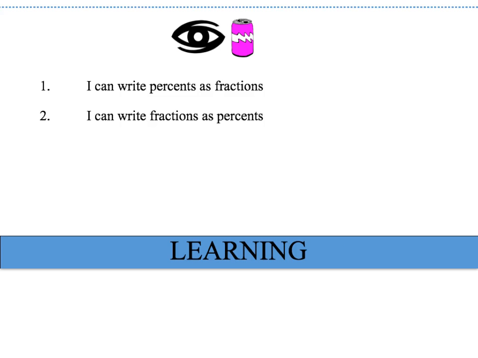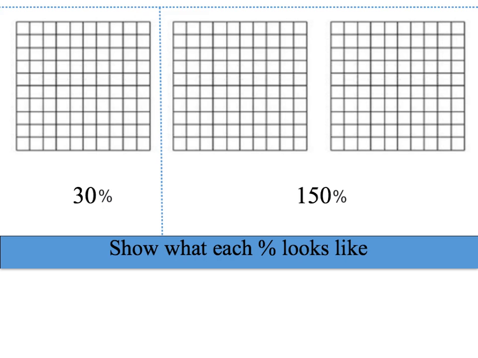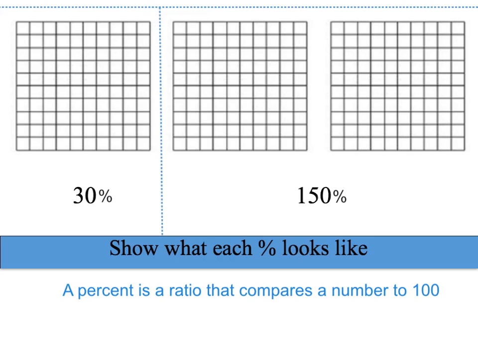This lesson has two different I can statements. The first I can statement says I can write percents as a fraction, and the second I can statement says I can write fractions as percents. So the key concept for today is I want to discuss the word percent. And a percent is a ratio that compares a number to 100.